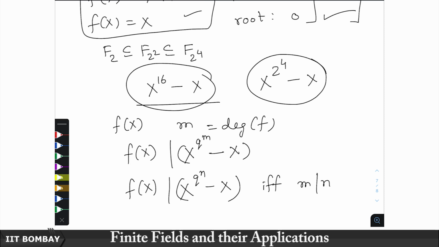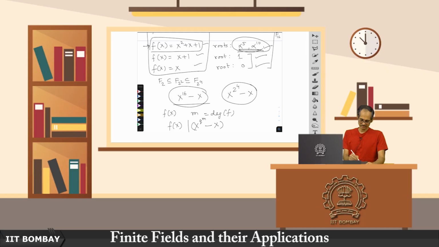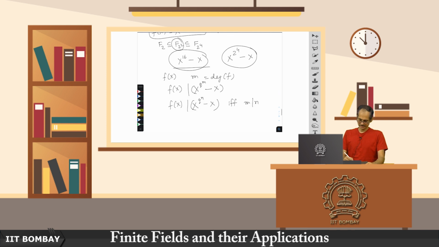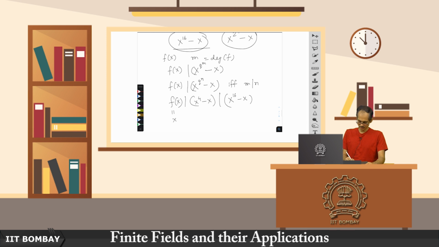For example, if you take the degree 2 polynomial here, you see that because 4 is a multiple of 2, its roots are there in the subfield F2 square, that is F4, but they are also there in F16, and hence f(x) divides x power 4 minus x but it also divides x power 16 minus x. In particular, f(x) divides this polynomial if f(x) is x square plus x plus 1, this irreducible polynomial.